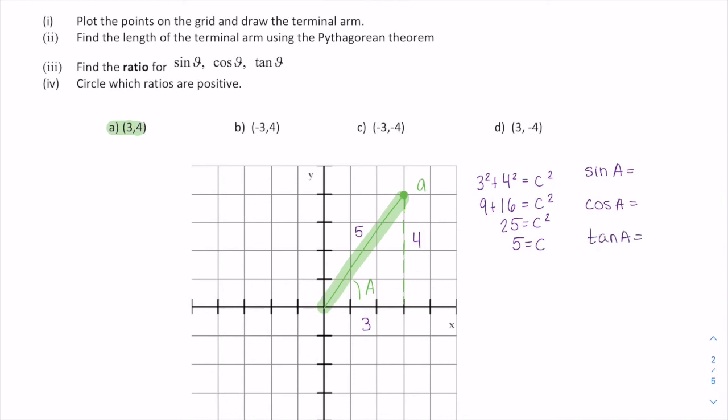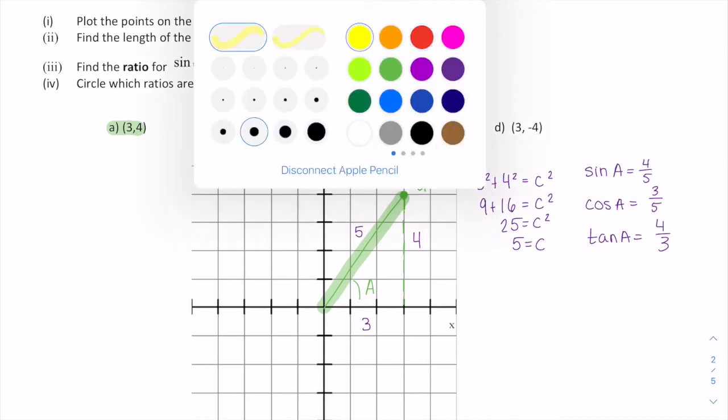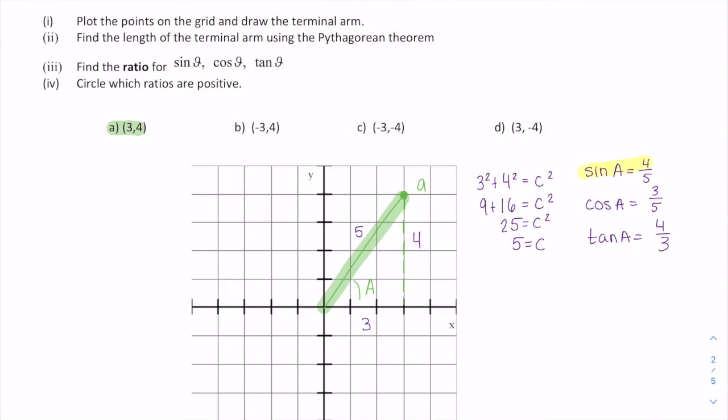So sine is opposite over hypotenuse, so we will have 4 over 5. My cosine is adjacent over hypotenuse, so we'll have 3 over 5. And my tan is opposite over adjacent, so we'll have 4 over 3, like this. And then we'll circle which ratios are positive. Just because I think circling will be hard for you to see, I'm just going to highlight all of the positive ones. So there is our first one, A.